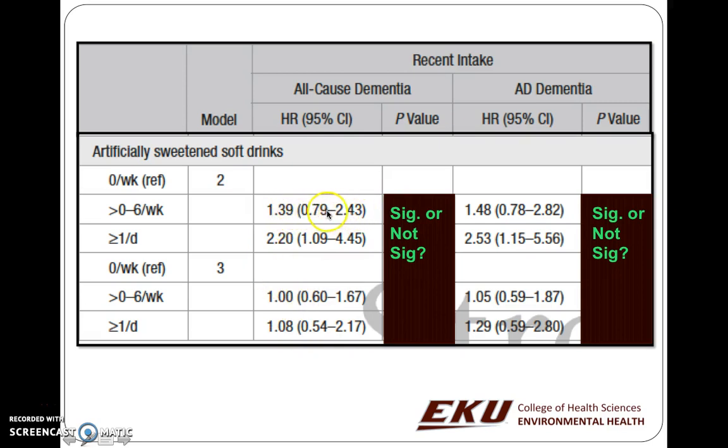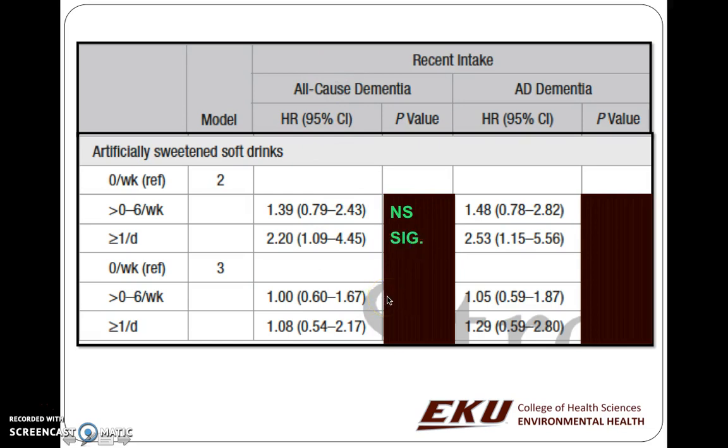But with the hazard ratios confidence interval, which ones are significant? Well, this one does not include 1, or does it include 1? That's protective, that's harmful. We have conflicting evidence. 1 is included, so that's not significant. What about this one? Well, it's all above 1, so it's statistically significant. There's a significant association between artificially sweetened drinks and all-cause dementia, so that's significant.